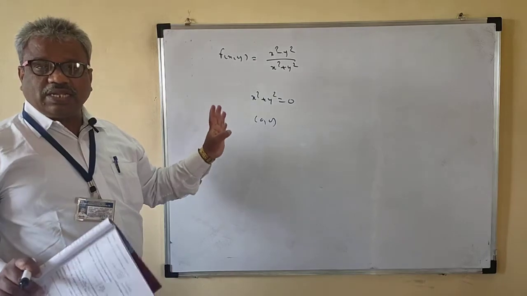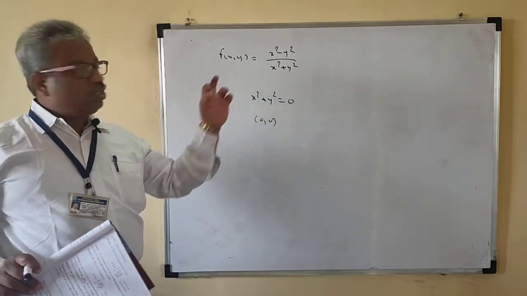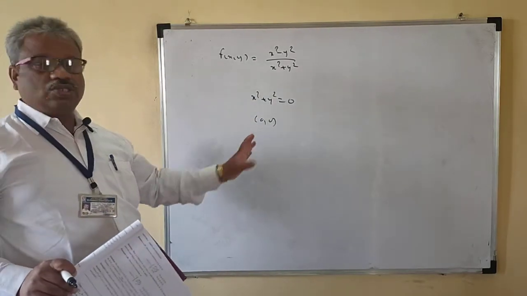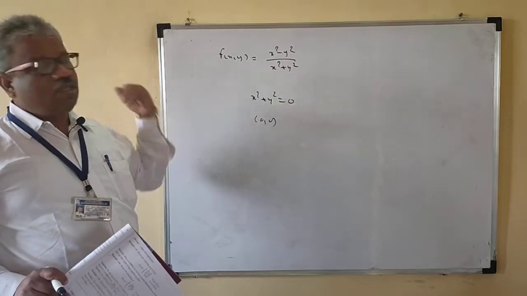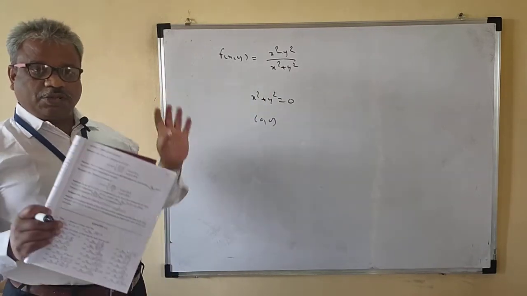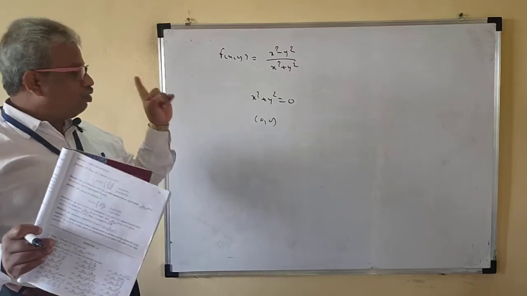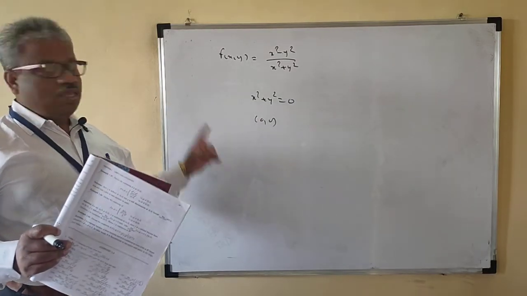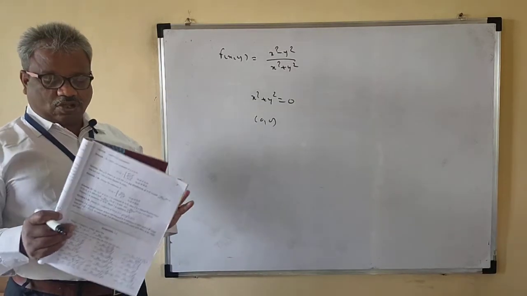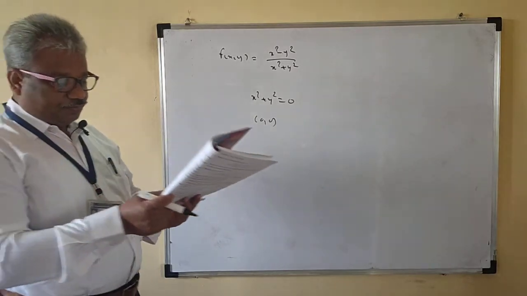So which one is the discontinuity? (0,0) is the discontinuity of this function. Only for (0,0) is this function not continuous. For other values, it will be continuous. It will be discontinuous only at (0,0). So that means (0,0) is the discontinuity of this function.